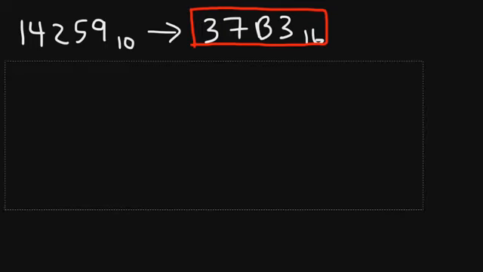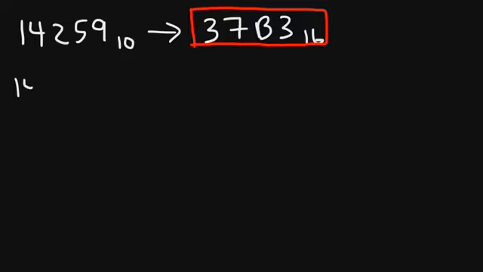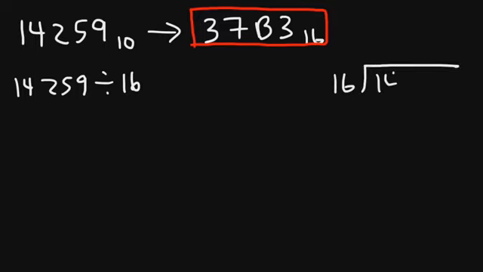Now let's do it without using the calculator. So we need to take 14,259 and divide it by 16. So let's do long division. Now, if you wrote that list that we had earlier, you'll know how many times 16 goes into 142. 16 doesn't go into 14, so we have to use 142.